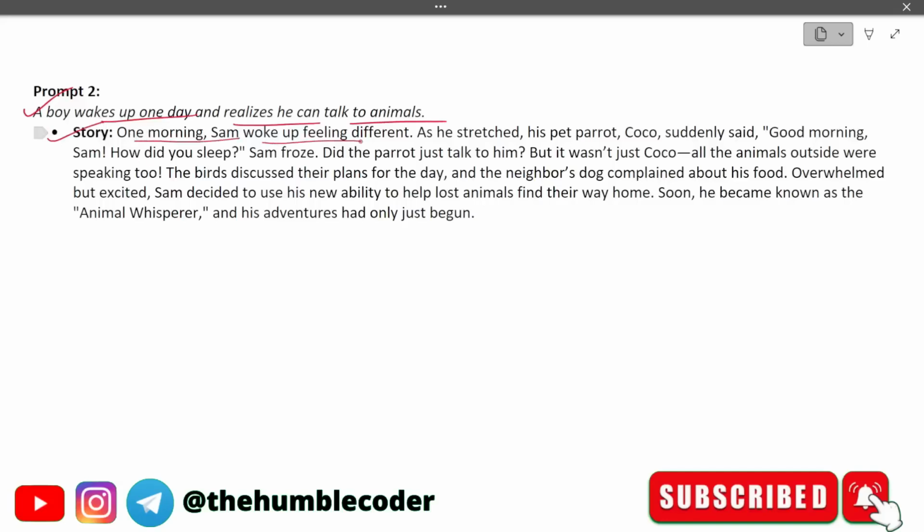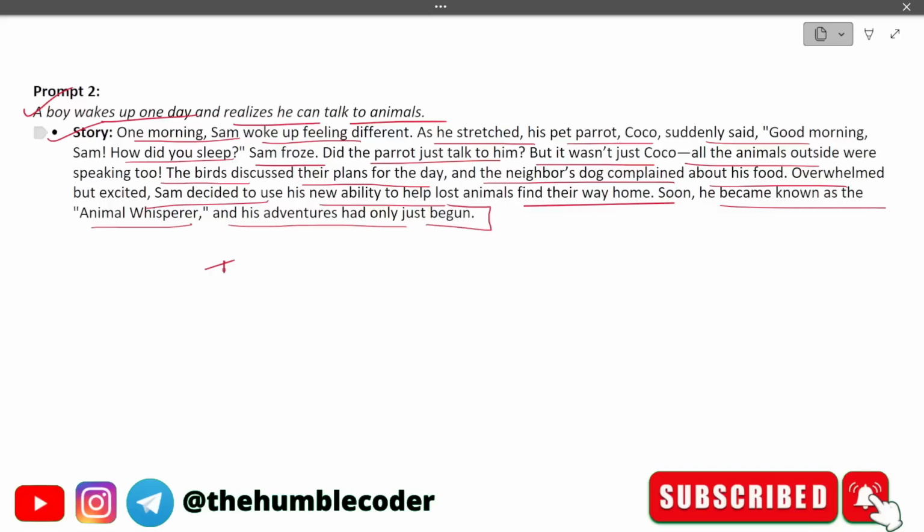One morning, Sam woke up feeling different. As he stretched, his pet parrot, Coco, suddenly said, "Good morning, Sam, how did you sleep?" Sam froze. Did the parrot just talk to me? But it wasn't just Coco. All the animals outside were speaking too. The birds discussed their plans for the day, and the neighbor's dog complained about his food. Overwhelmed but excited, Sam decided to use his new ability to help lost animals find their way home. Soon, he became known as the Animal Whisperer, and his adventure had only just begun.